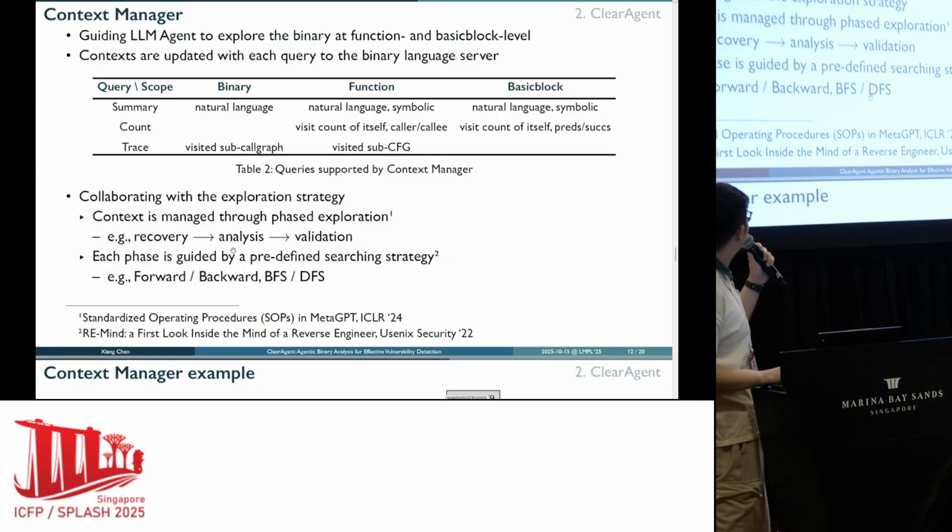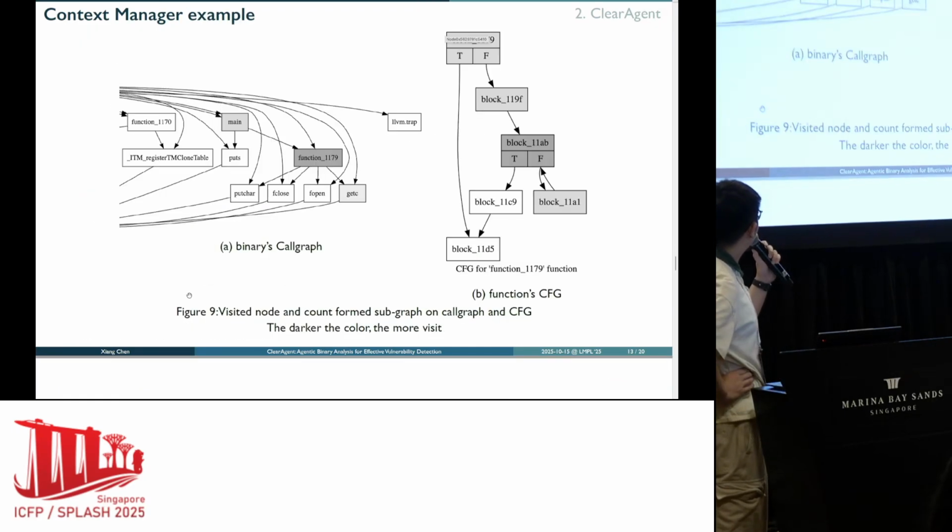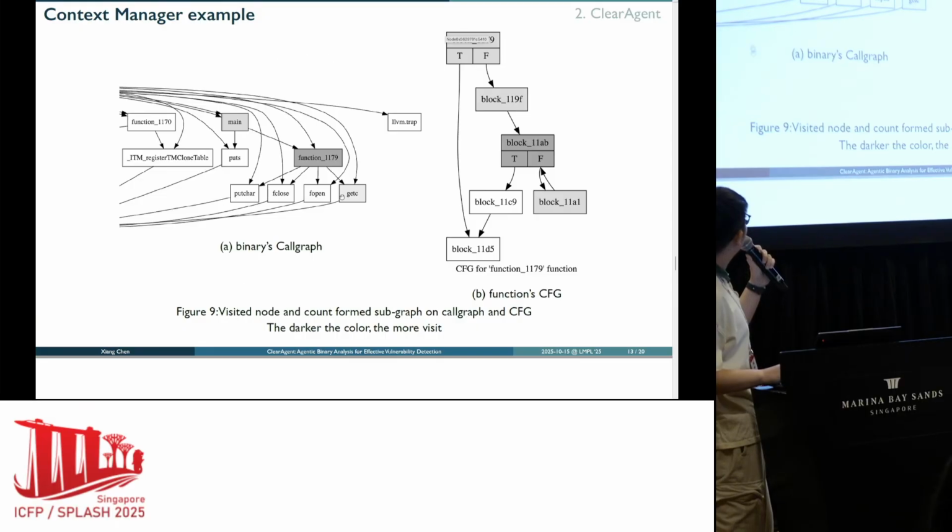For example, for typical bug detection, we need to analyze and then validate. And for each phase, we borrow the strategy from previous reverse engineering studies. It can perform either backward, forward, BFS, or DFS. Here is a simple example. This is a whole view of the binary, and the darker the color, the more visits. The agent might first visit main, and then here, and inside this function, it has a record of the visits.